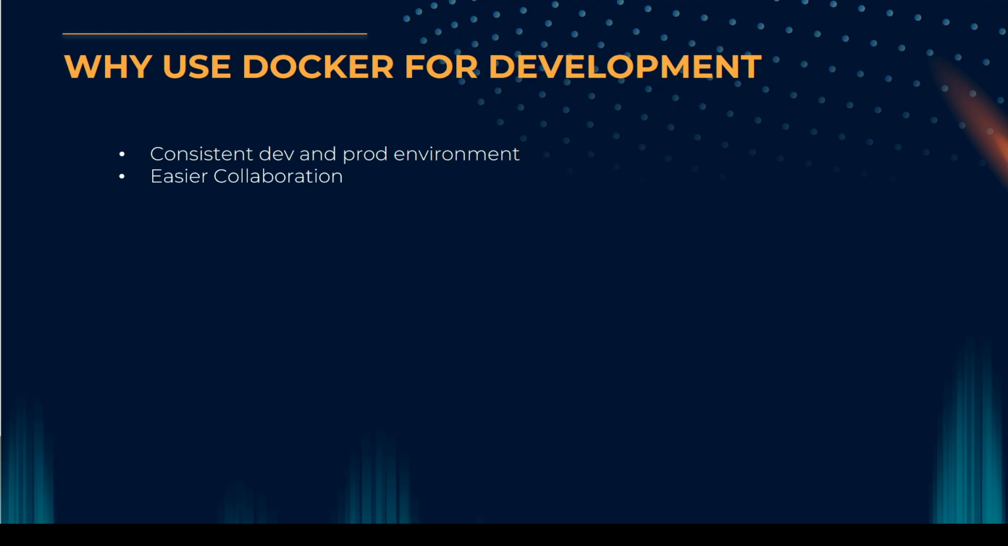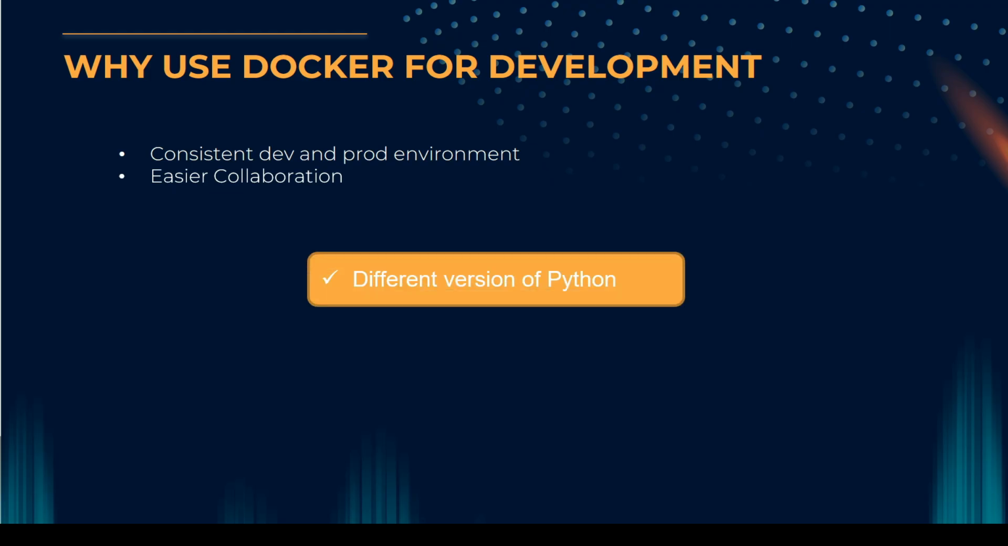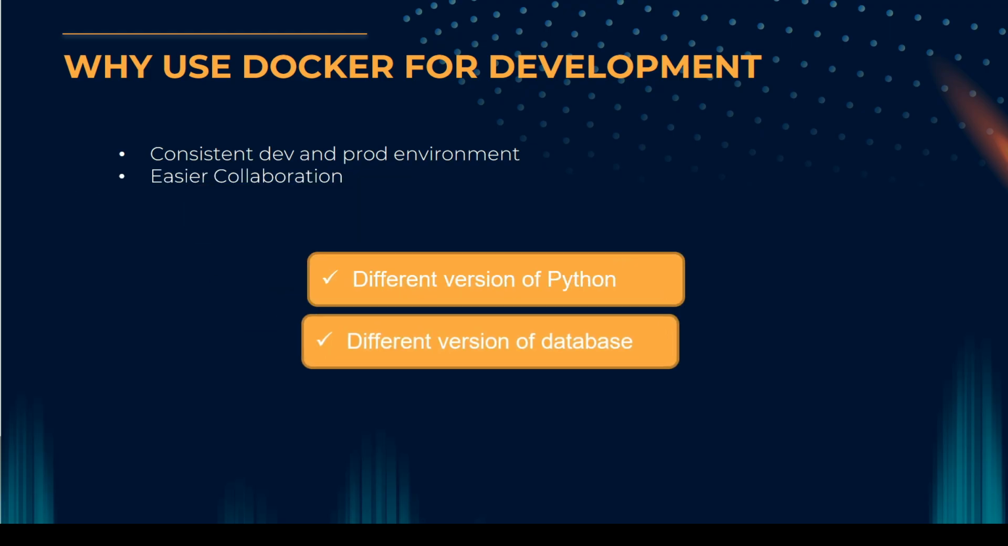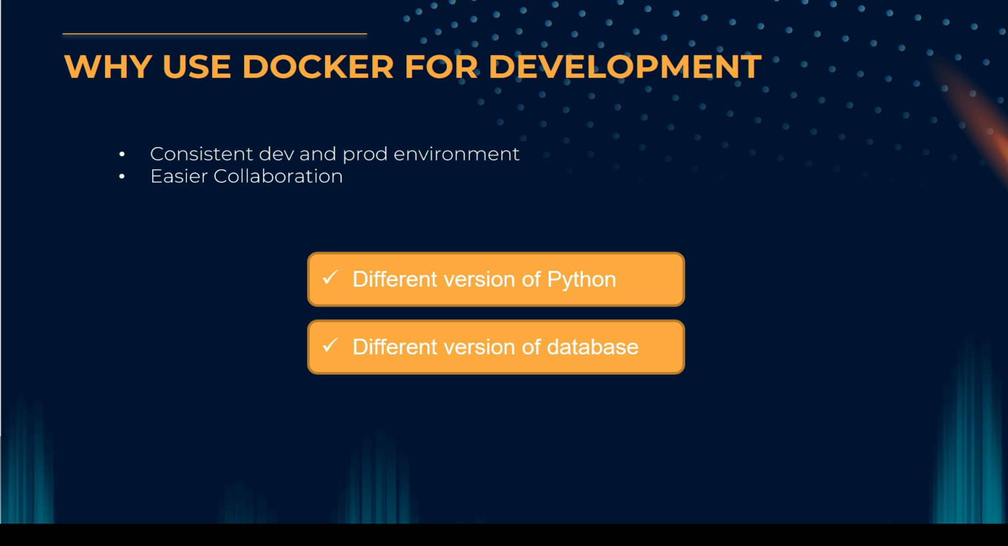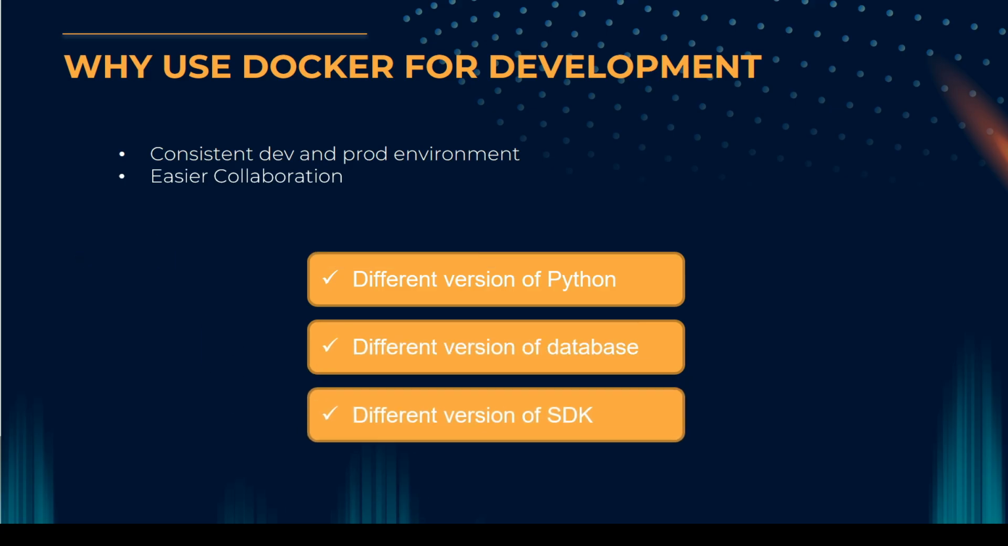For example, they might have a different version of Python, or they might have a different version of the database we're using, or a different version of some SDK tool that we are using on the software. And this means that you have a whole load of issues to sort out because you basically need to make sure all the dependencies are exactly the same on both machines.